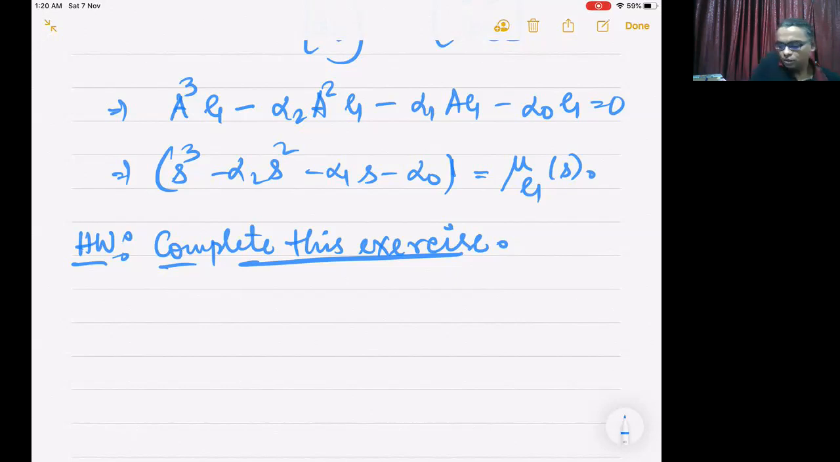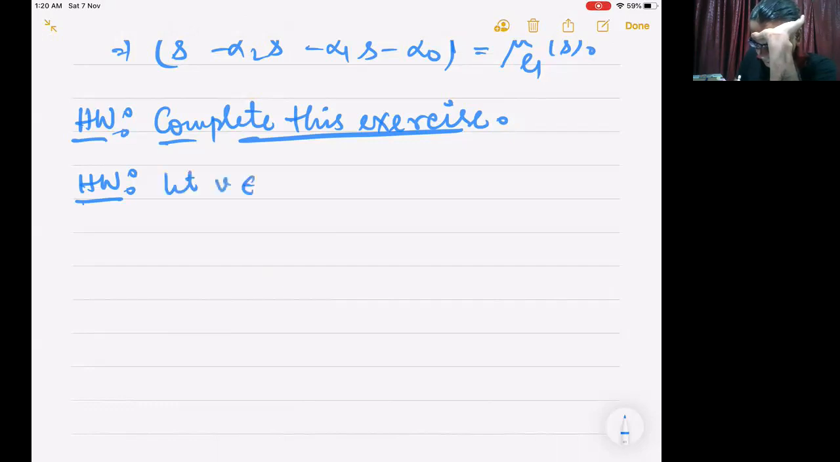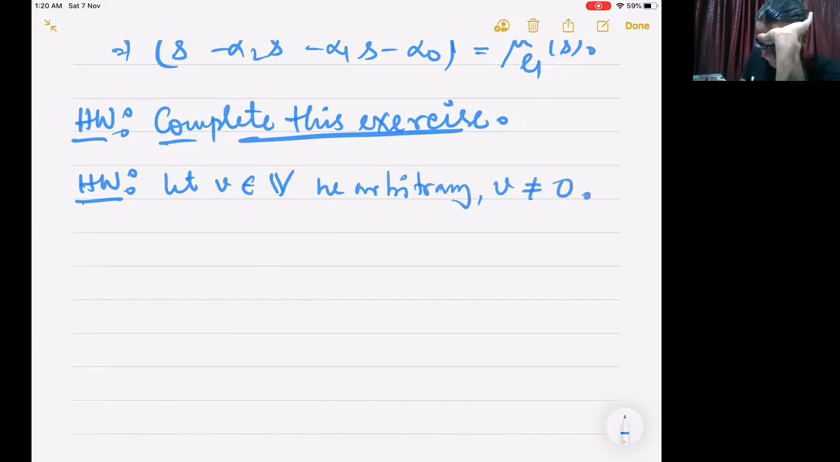Indeed, you see, so let me just write this down and you prove this as homework. This is something that we have already done as a part of a proof, but just try and do it yourself now with whatever you understand about these minimal polynomials. So let v in V be an arbitrary non-zero vector, then mu_v must divide mu.